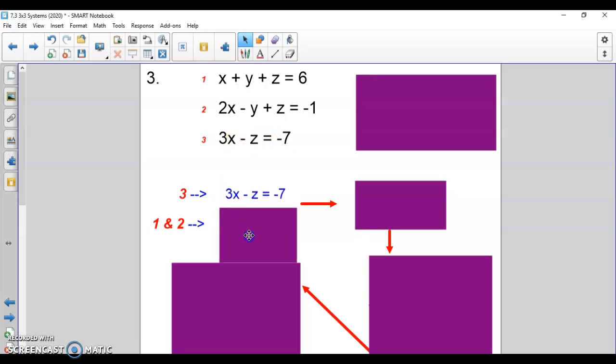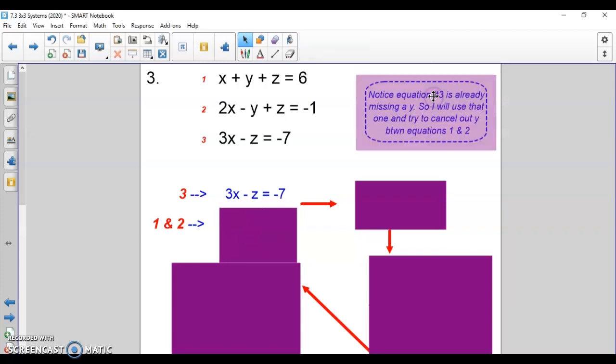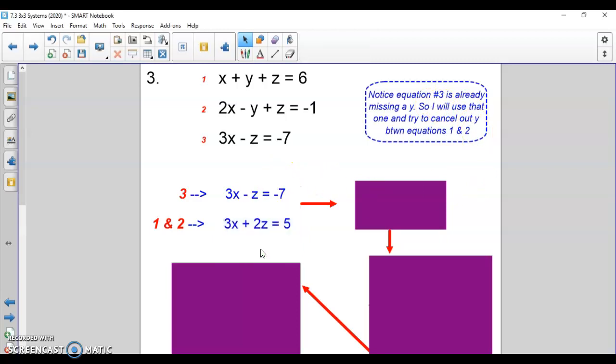I'm going to use 3. I don't need to add it to something. It's already missing a variable. Alright, that's kind of what I'm pointing out here. Notice 3 is already missing a y, so I will use that one and try to cancel out y between equations 1 and 2 after that. But it adds straight down: 3x plus 2z equals 5.